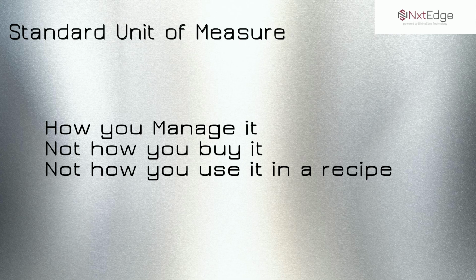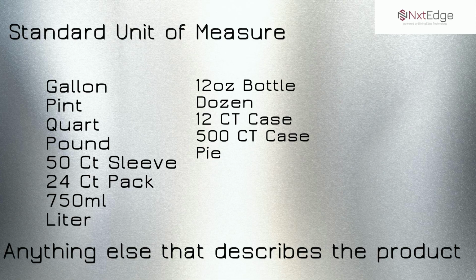It is not how you buy it, it is not how you use it in your recipes, and it is not how you want to count it. All of these are converted back to the standard unit of measure. Typical standard units of measure are gallon, pint, quart, pound, 50-count sleeve, 24-count pack, 750 milliliters, liter, 12-ounce bottle, dozen, 12-count case, 500-count case, pie, or anything else that describes the product.